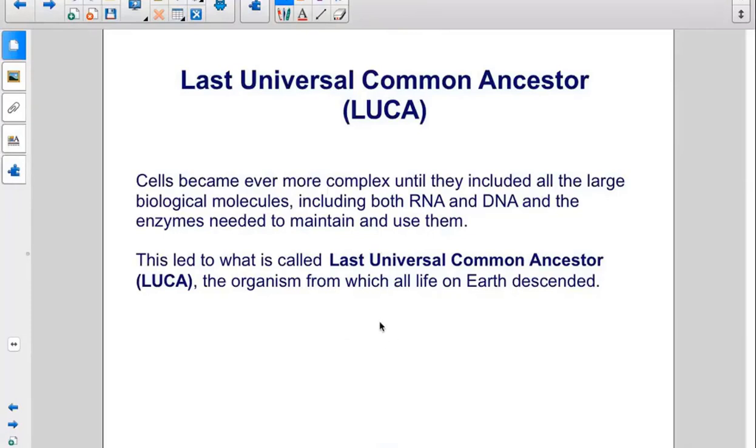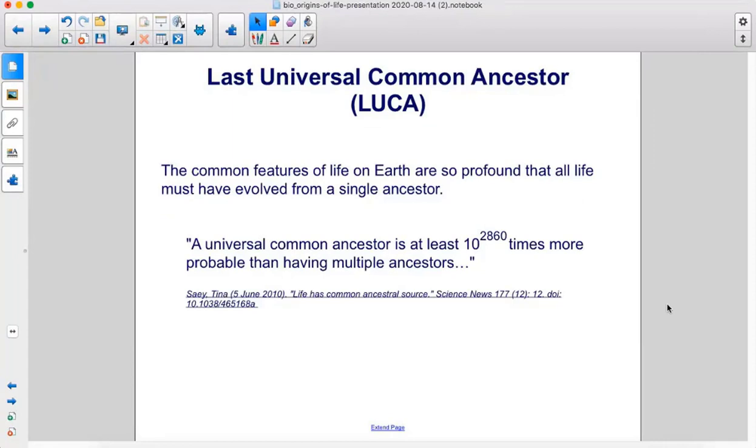Cells became ever more complex until they included all the large biological molecules, including both RNA and DNA, and the enzymes needed to maintain and use them. This led to what is called the last universal common ancestor, LUCA, the organism from which all life on Earth descended. The common features of life on Earth are so profound that all life must have evolved from a single ancestor. A universal common ancestor is at least 10 to the power of 2,860 times more probable than having multiple ancestors.